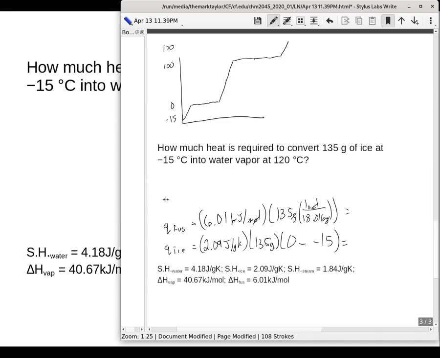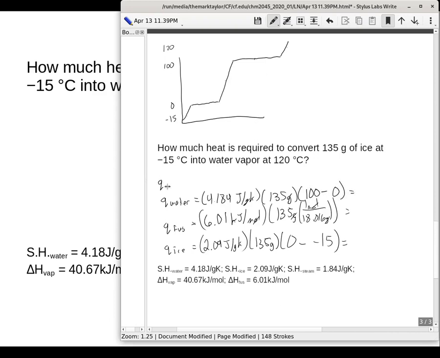Alright, now got Q for water. So it's 4.184 joules per gram Kelvin. Going to use just the mass of water because we want the masses to cancel. And the water starts at 0, goes to 100.